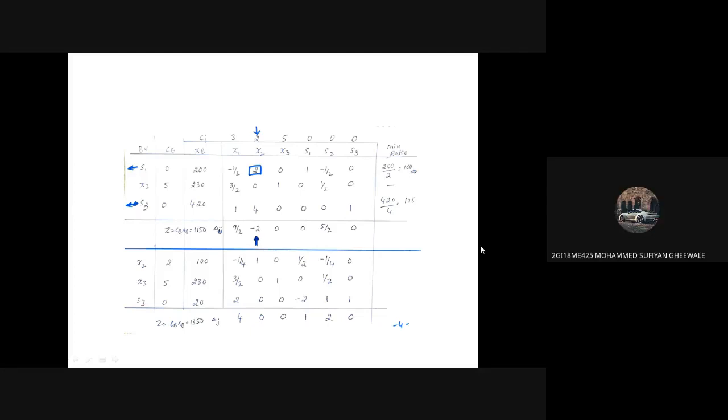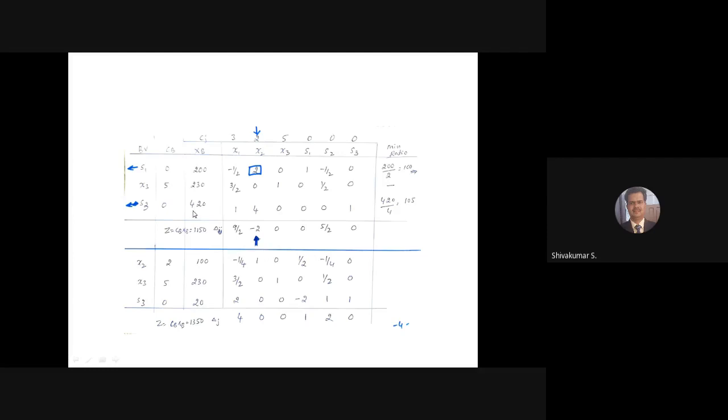Yes, sir. Now, in the second row, what do you have to do? You have to make this pivot column entry 0. Already 0 is there, which is good for you, so it stays as it is. So 230, 3 by 2, 0, 1, 0, half, 0, as it is, because in this column you already have 0. You don't have to convert anything. So write down the second row values: 230, 3 by 2, 0, 1, 0, half, 0.